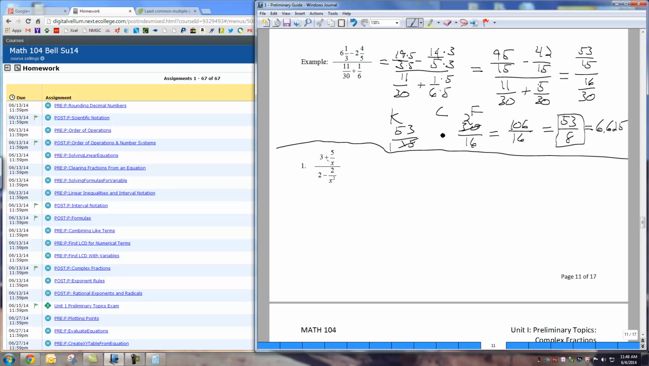So looking at the numerator, I want this to be x over x, right? Because this is 3 over 1. It looks a little sloppy. Let me write it on the other side. This is the same as 3 over 1. We want 1 and x to be the same. The least common multiple is x. So I'm going to multiply top and bottom by x.